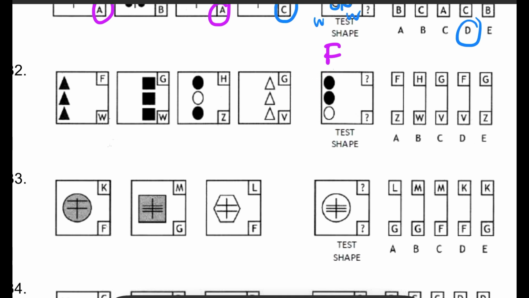Now on to the second letter. These two both have a W as the second letter, and all three shapes are black. In the test shape, two are black and one is white. So here, two are black and one is white, same as this one. And the second letter here is a Z, so the second letter here will be a Z. FZ, the answer is A.